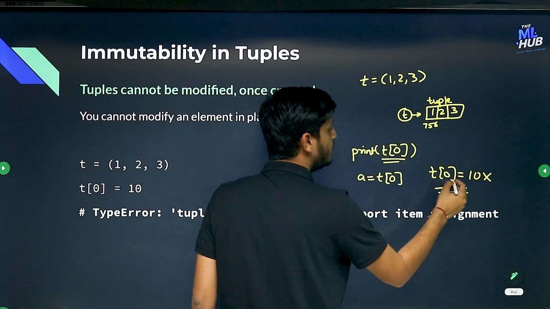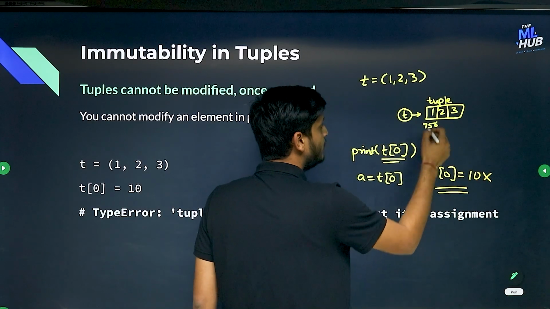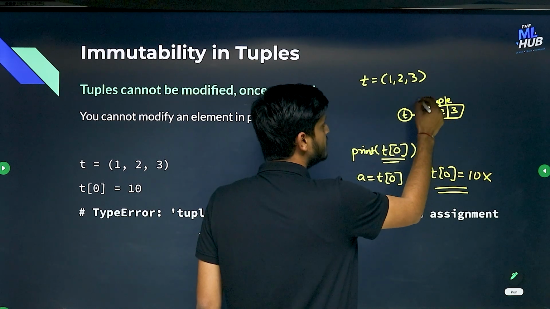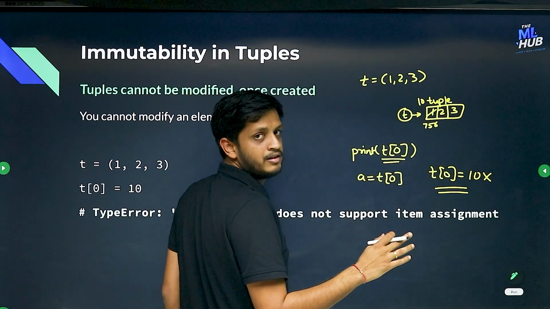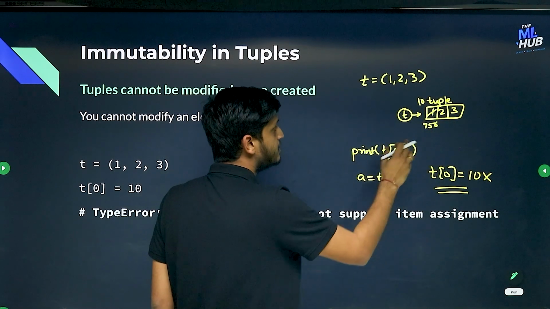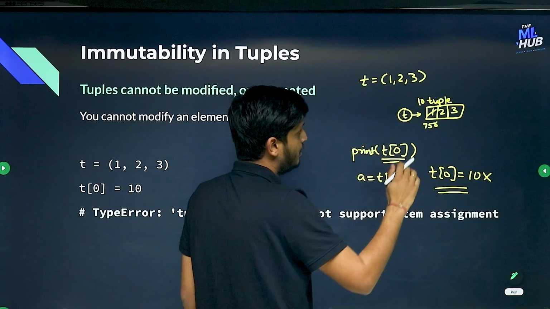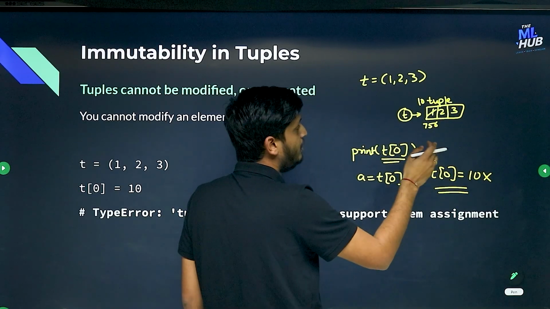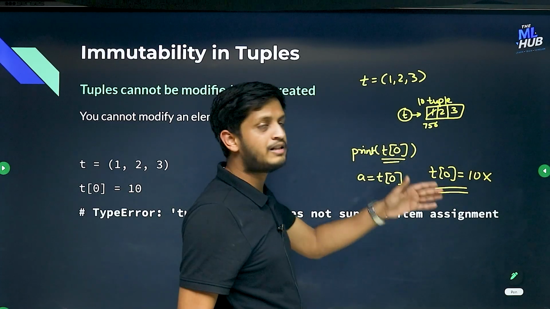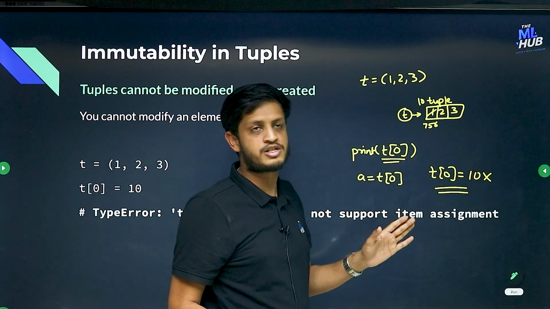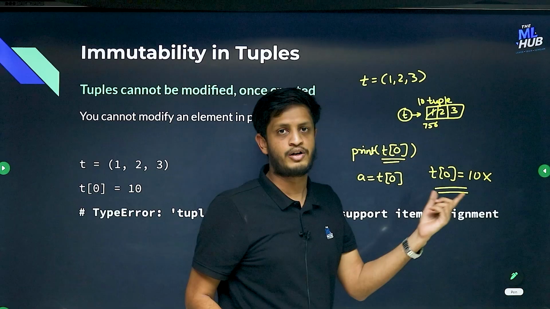Because what you are trying to do here is you are trying to assign the value 10 to the 0th element. Which is like you want to change this element to 10. That cannot happen. A tuple is immutable. You cannot change the elements at the same memory location. Once created, it will remain forever. You can create a copy of it. You can create another tuple, but at the same memory location, you cannot change it. So this is invalid for a tuple.